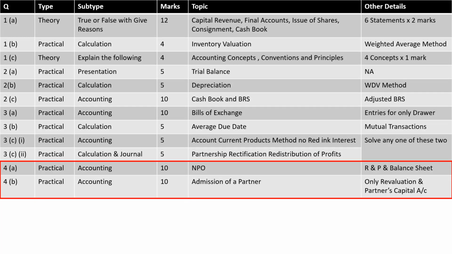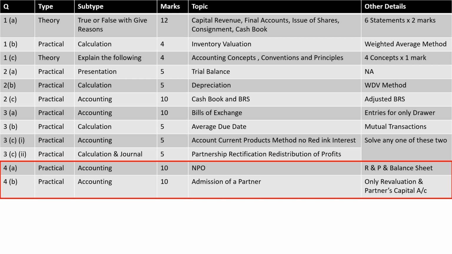Question number 4A and 4B, only 2 parts. Both questions were of 10 marks. The first part, that is 4A, was of NPO, non-profit making organization. But most important, they had given an income and expenditure account already, and they were asking you to prepare receipt and payment as well as balance sheet.